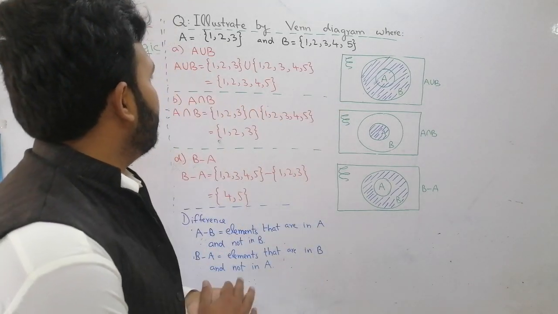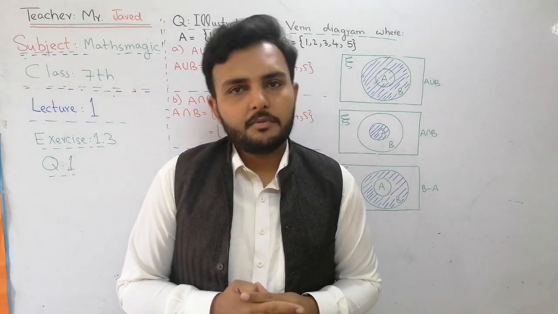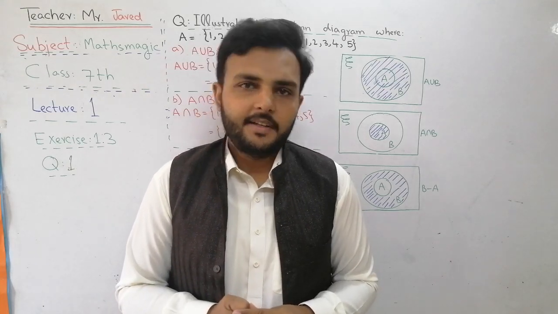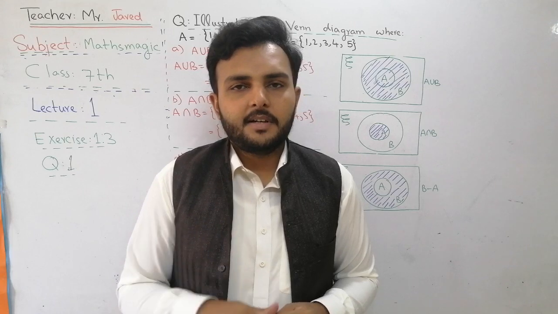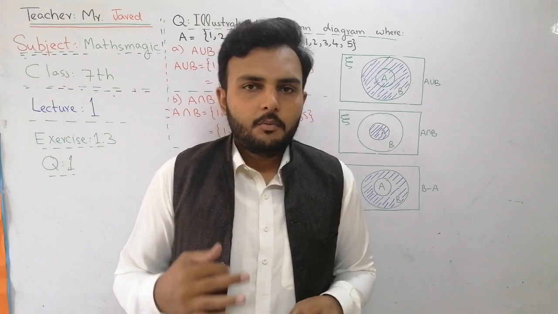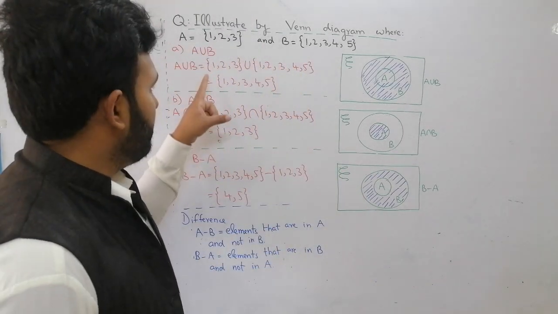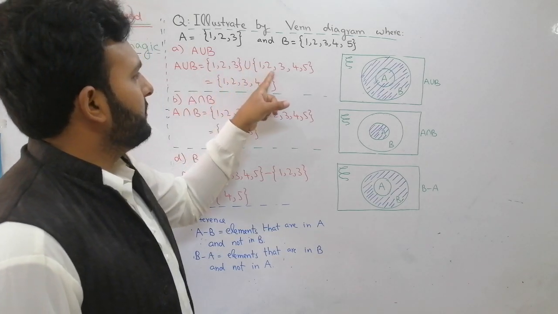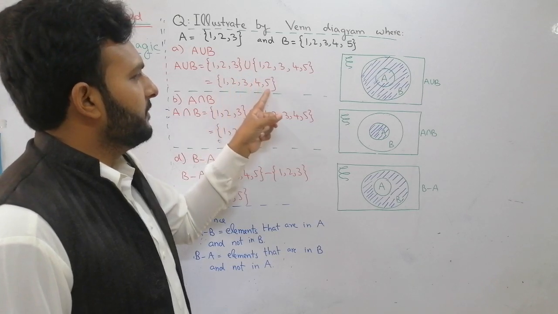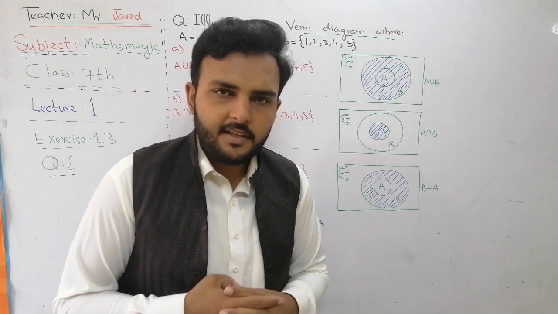First of all, we have A union B. In A union B, we will combine all the elements of sets A and B, but we will write each element one time. If there is any element that is present in both sets, we will write it one time in our obtained set. So A is 1, 2, 3, union B is 1, 2, 3, 4, 5. By combining, we get the union 1, 2, 3, 4, 5. So in A union B, we will combine all the elements of set A and B.